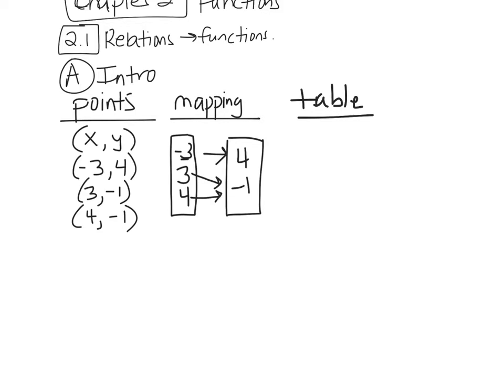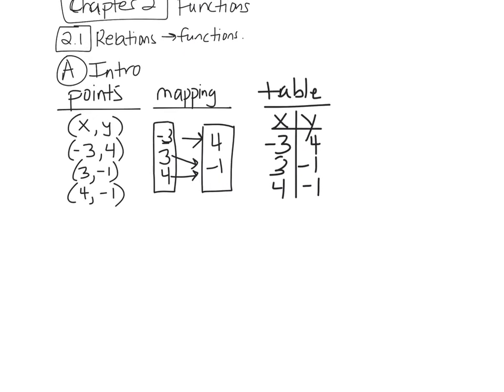A table will look like this. You can call it an XY table, a T-chart, and it looks like this. If X is -3, then for these points it matches with 4. 3 matches to -1, and 4 matches to -1. So that's 3 ways. So we have points, mapping, table. And then finally, our last way to represent a relation that we're going to do is by its graph.